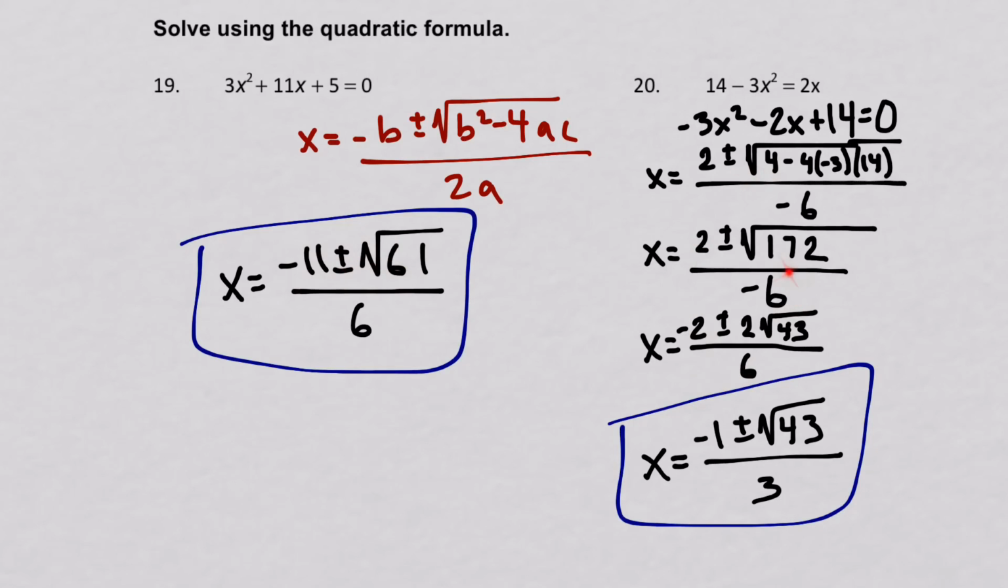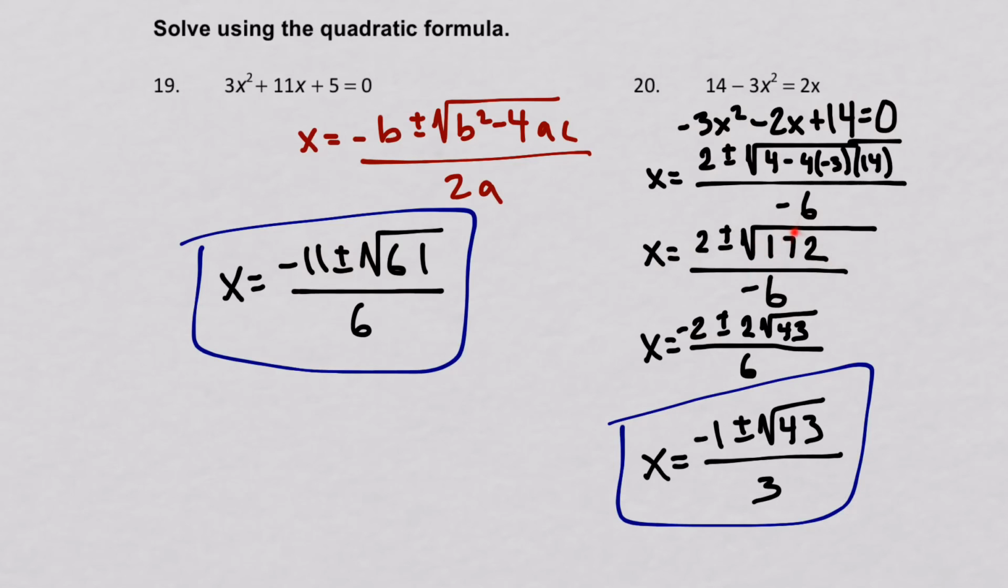Number 20 was a little bit, not more challenging, but it had a few more steps in it. Once you subtract 2x, you get this. This is standard form: negative 3x squared minus 2x plus 14 equals 0. Then you substitute in all your a, b, and c values, and you end up with x equals 2 plus or minus radical 172 all over negative 6.